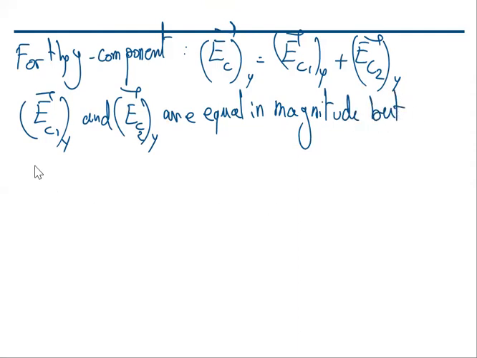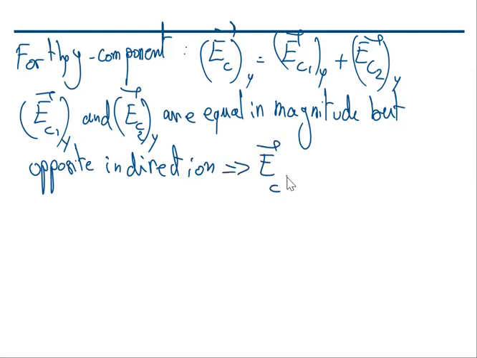But opposite in direction. So as a result, EC equals 0 along x, sorry. So what will be the result of EC itself, which is equal to ECx plus ECy? It will be 4,920.